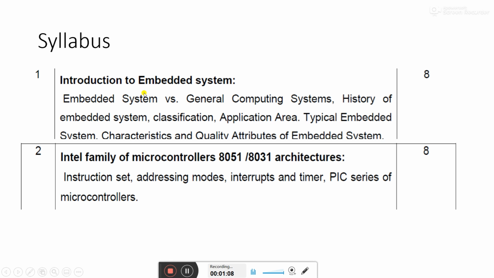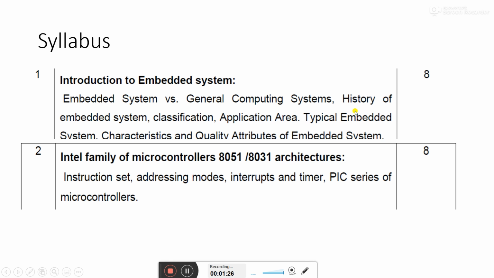In unit 1 you have introduction to embedded system, and embedded system versus general purpose computing system. We will find what the difference is between these two things, and what embedded systems and general computing systems are. We will learn about these two things.